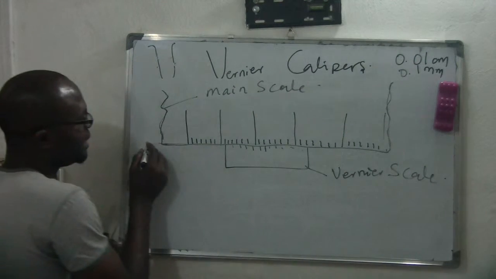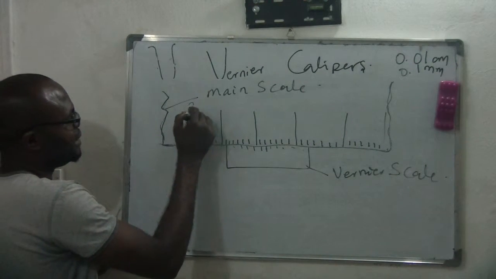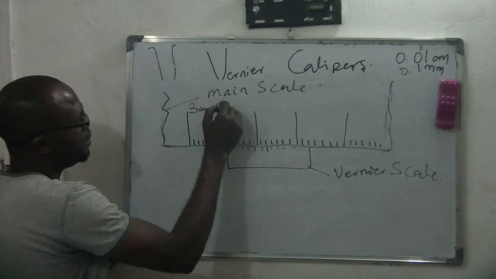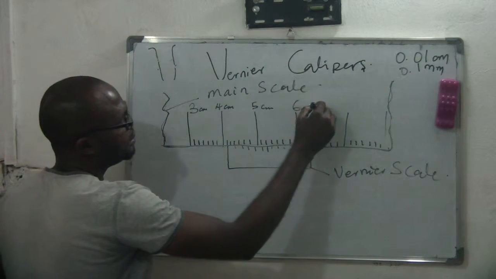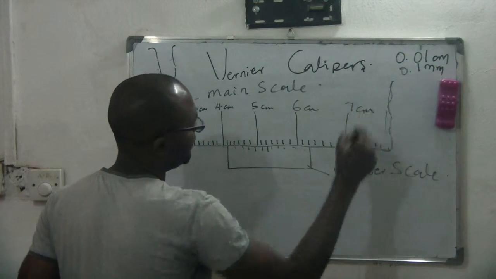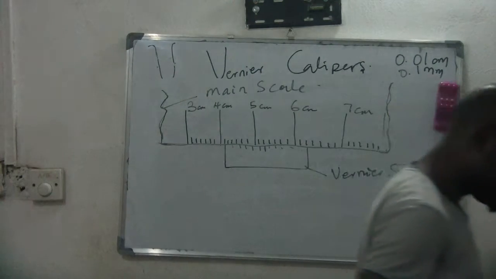So let's say this thing started from 1. We have here 3 cm. You have here as what? 4 cm. You have here as what? 5. You have here as what? 6. You have here as what? 7. Is that clear?